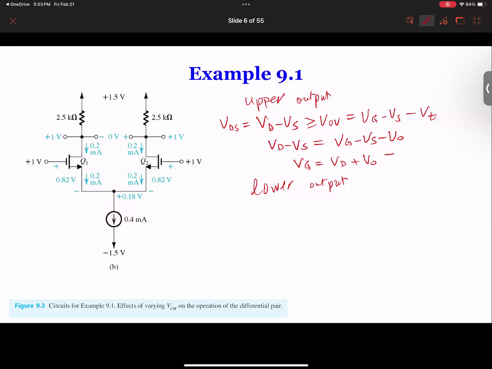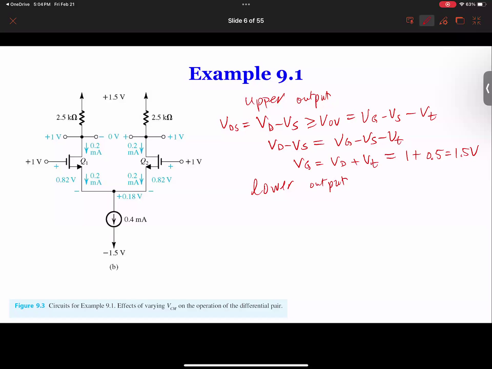So in this example, we have VD is 1 and VOV, sorry, it's supposed to be VT. Okay, VT. So VD is 1 and VT is 0.5. So we get 1.5 volts. Am I correct? I want to make sure I got the correct answer. Yeah, it is correct, 1.5 volts. So VG can go as high as 1.5 volts for this circuit to be in saturation.